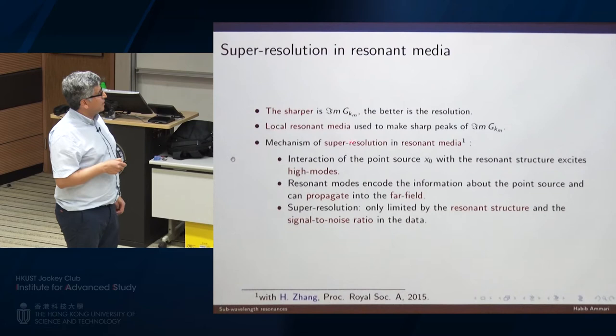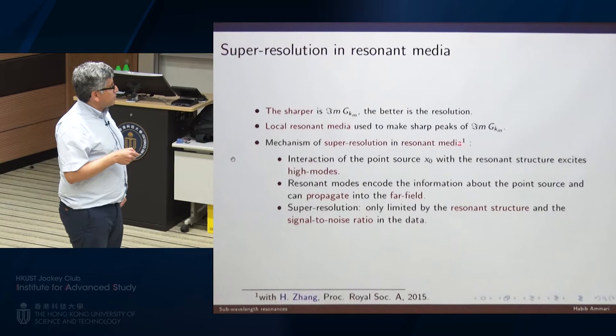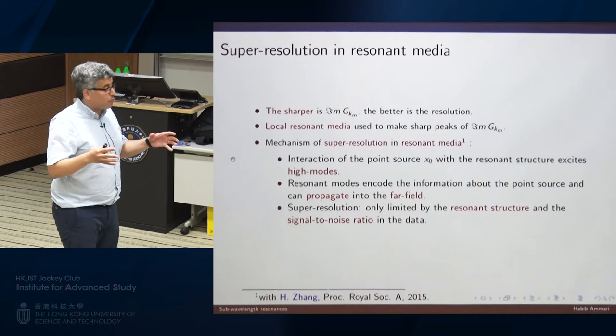So how to explain this? It took us a long time. I will try to explain this properly. So the mechanism of super resolution in resonant media is the following. You have your point source here. Okay, it emits a wave. This wave will interact with this resonant structure and excites high modes.